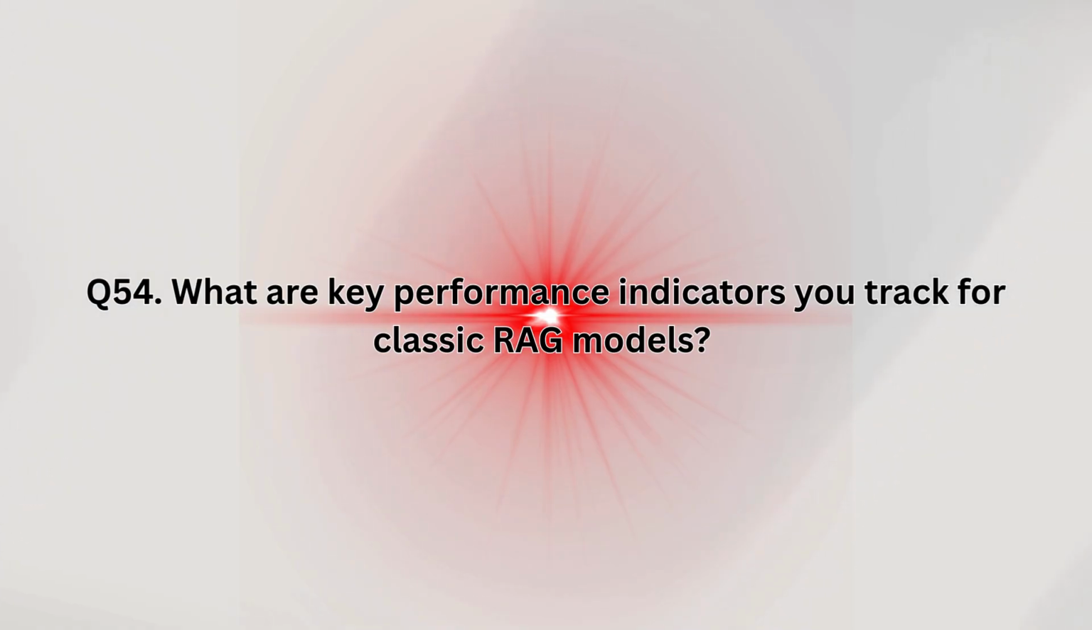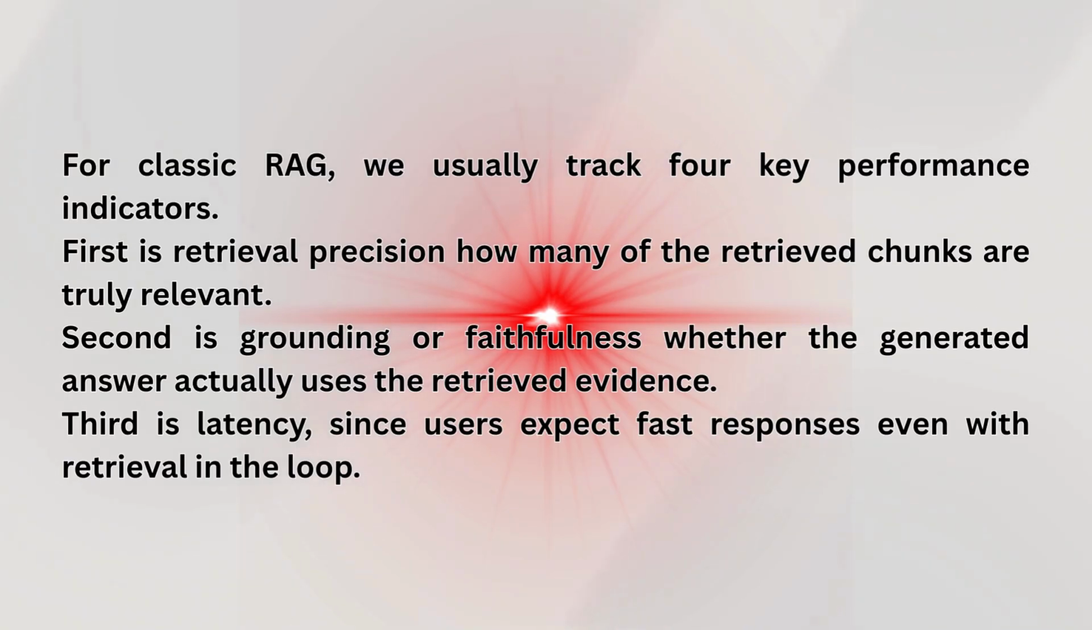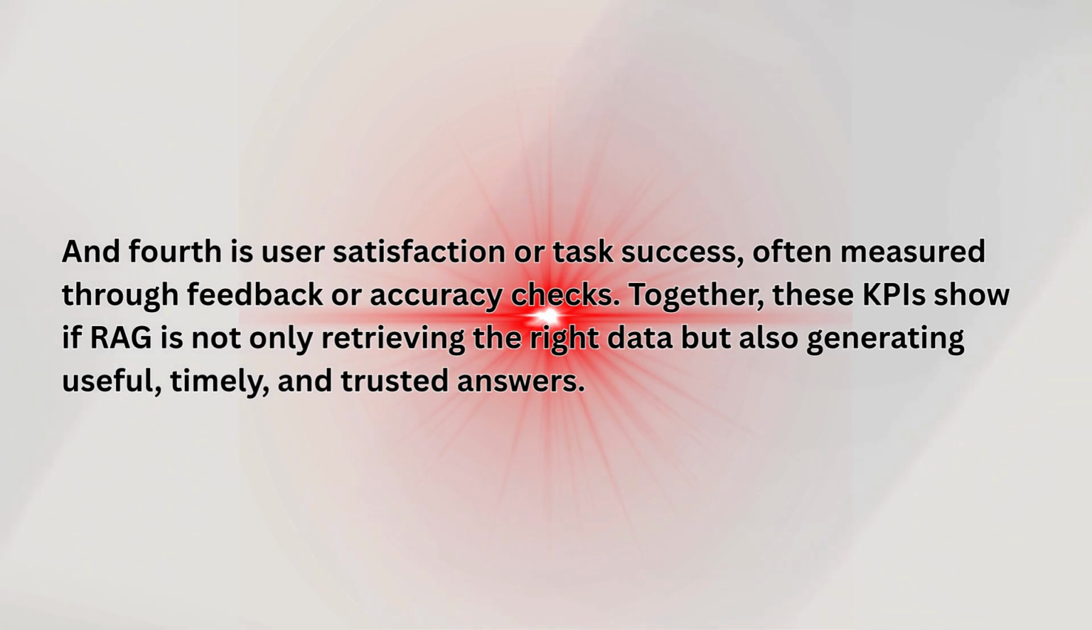What are key performance indicators you track for classic RAG models? For classic RAG, we usually track 4 key performance indicators. First is retrieval precision. How many of the retrieved chunks are truly relevant? Second is grounding or faithfulness, whether the generated answer actually uses the retrieved evidence. Third is latency, since users expect fast responses even with retrieval in the loop. And fourth is user satisfaction or task success, often measured through feedback or accuracy checks.